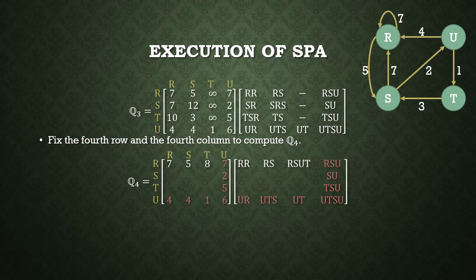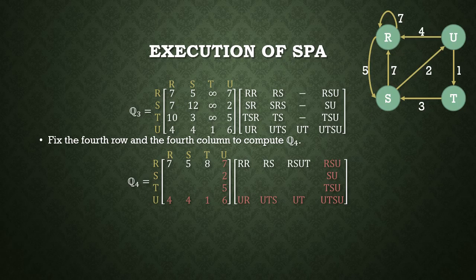First focus on RR. The intersection values are 4 and 7, which will give 11. The previous value was 7. So we keep the smaller but older value, 7. Come to RS. The intersection values are 4 and 7, which will give 11. The old value was 5, so we opted for 5.